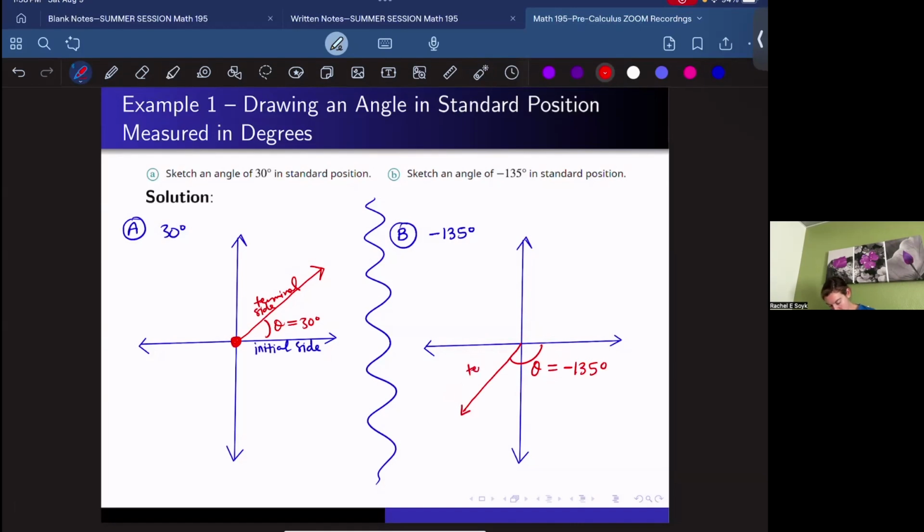Again, terminal side, and then our initial side. And we're done.